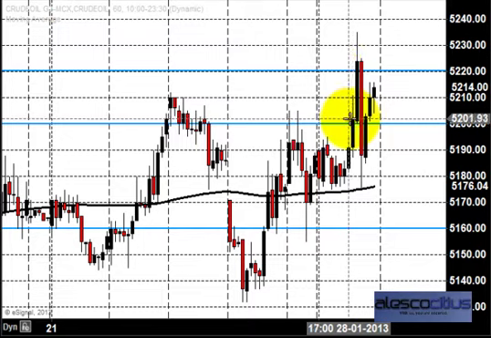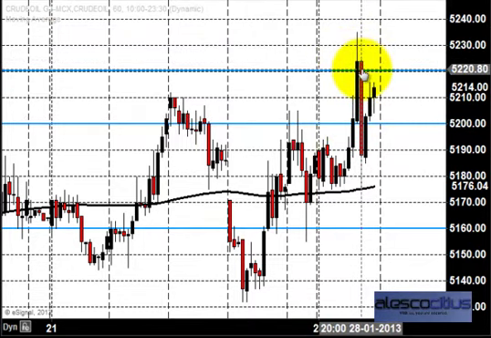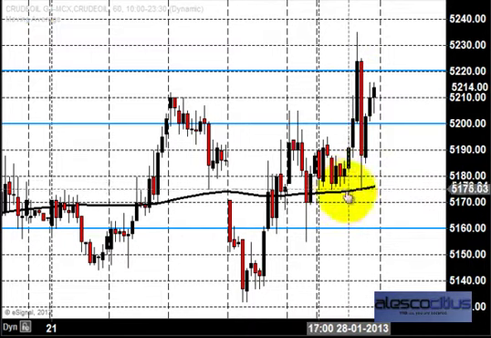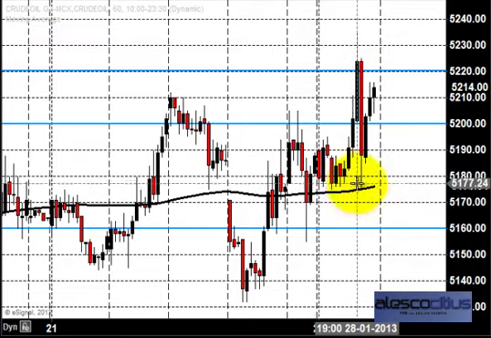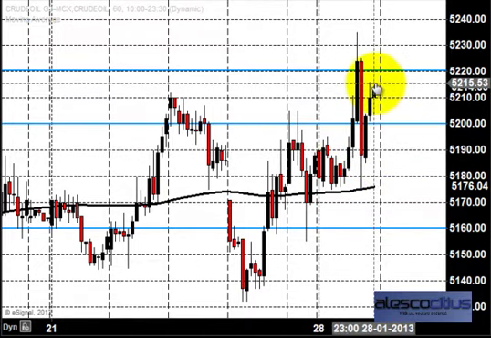So this zone was cleared, but it couldn't sustain above 5220. Then there was a steep fall. Exactly after testing this average, the market gave a bounce back and closed near 5240.